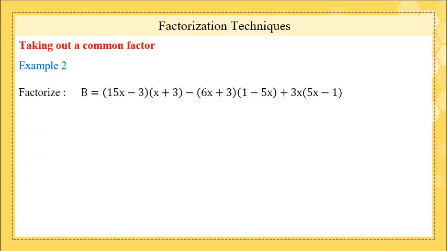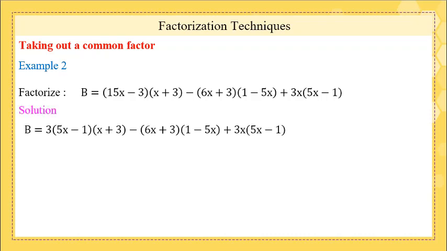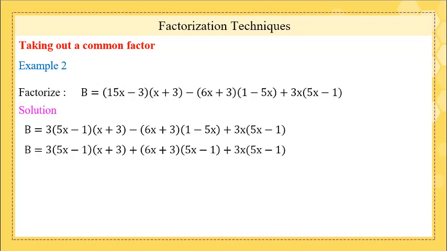Example 2. Factorize B. Here the common factor is not clear, so first of all we take a common factor out of 15x minus 3. Then in step 2 we write plus instead of minus, and we reverse 1 minus 5x into 5x minus 1. Finally, we have a clear common factor here, 5x minus 1.